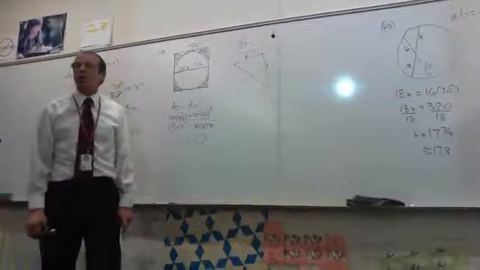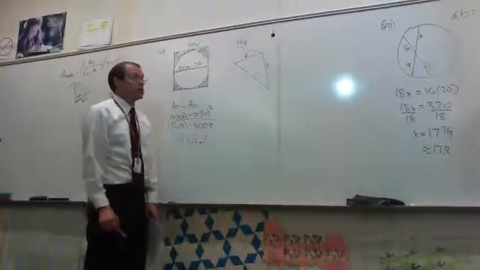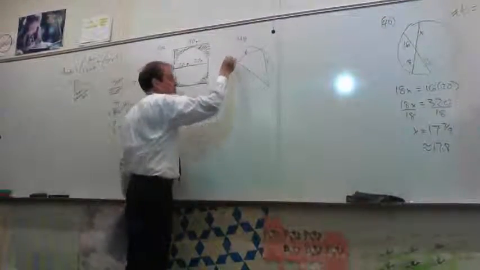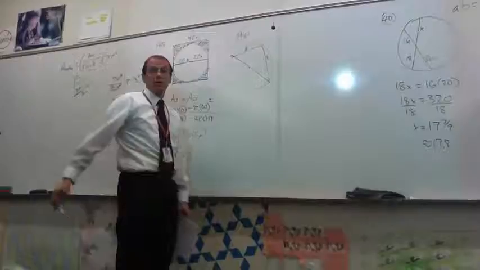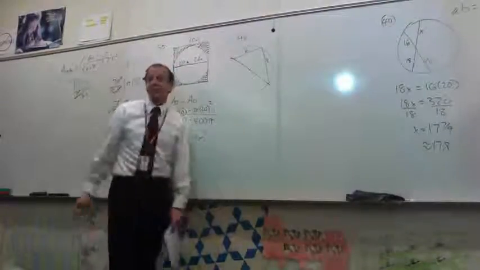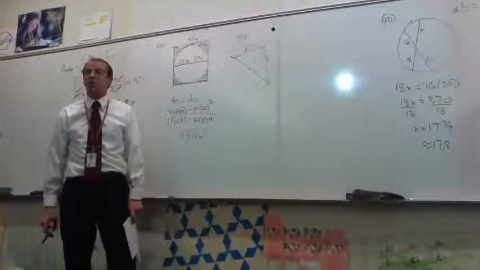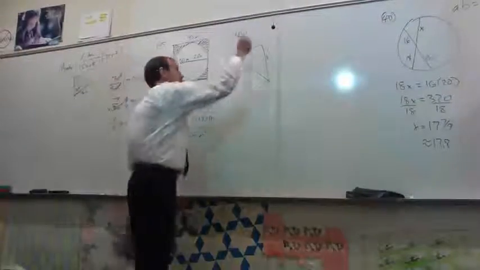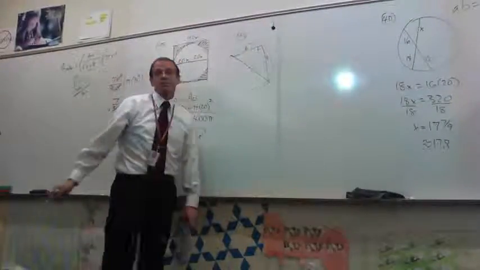Now, how do I know that's a right triangle? Well, if that's a diameter, how many degrees are from there to here? 180. And this is an inscribed angle, which is always half of its intercepted arc. So what's half of 180? 90. That means that is a right angle, isn't it?